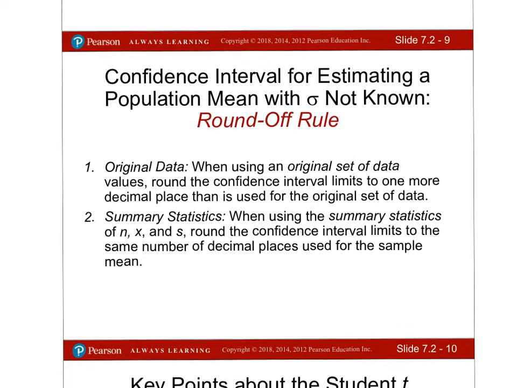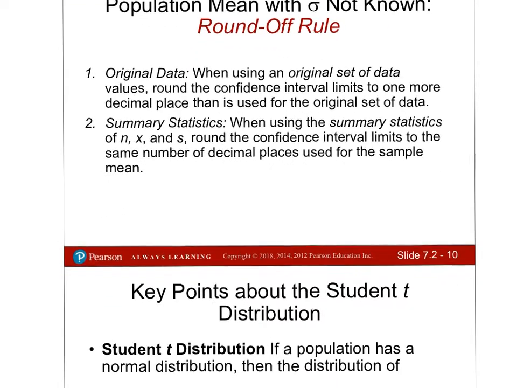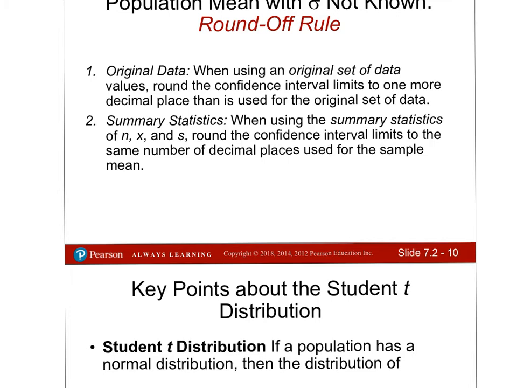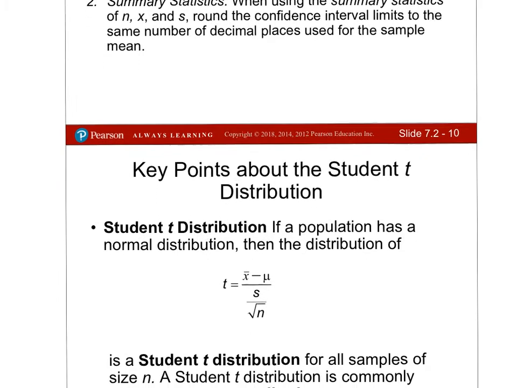All right, we've got some ideas on round-off rules, kind of what we're used to using. When using the original set of data, round the confidence interval estimates to one more decimal place. When using the summary statistics, round the confidence intervals to the same number of decimal places. So if we're working from the original data, we'll have one more decimal than the data. But if we're working from the summary statistics, in other words, somebody has come along and told us what the sample mean is, but they didn't tell us the original data of the sample, they told us what the mean and the standard deviation were, we'll use the same number of decimal places.